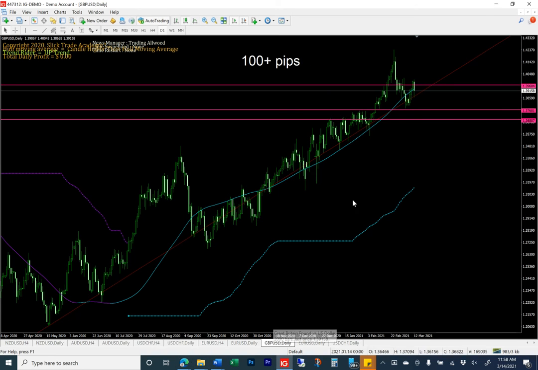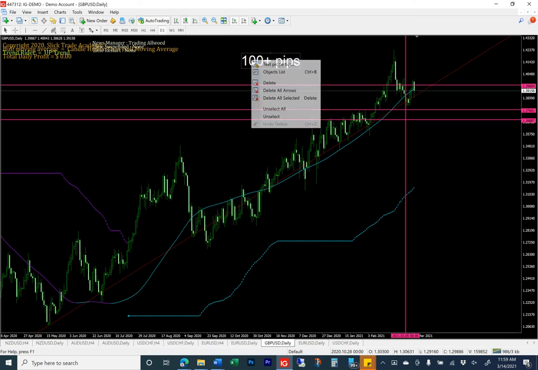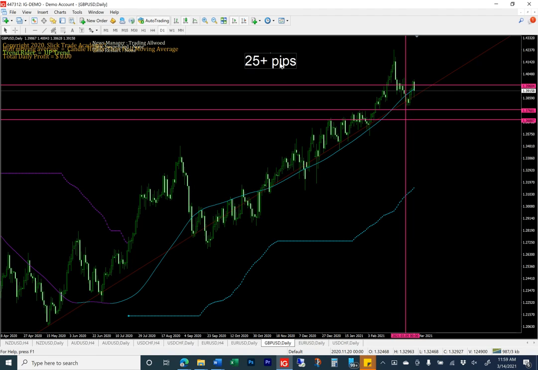Now pound dollar. I didn't put a line in here. That was our new defined range here. It broke to the upside and moved 45 pips into profit. And that was about it. It came right back down.